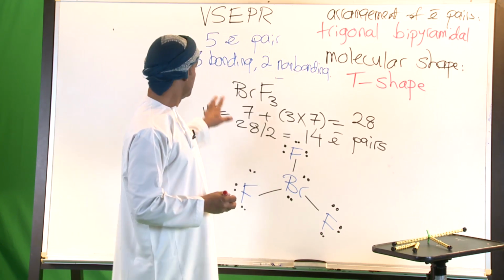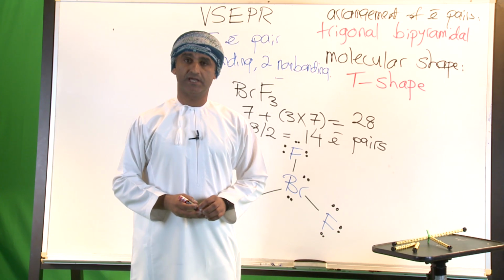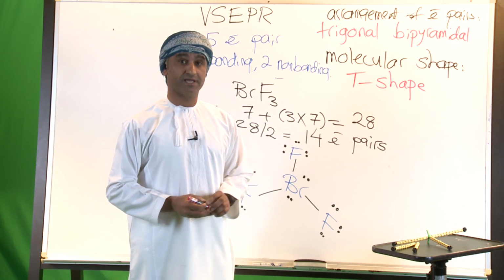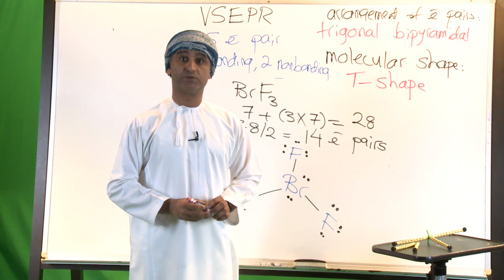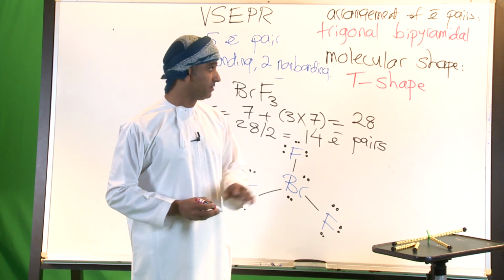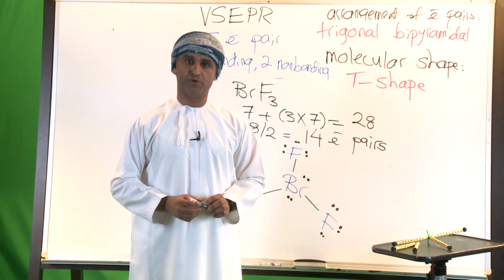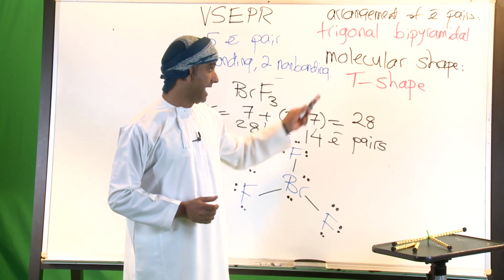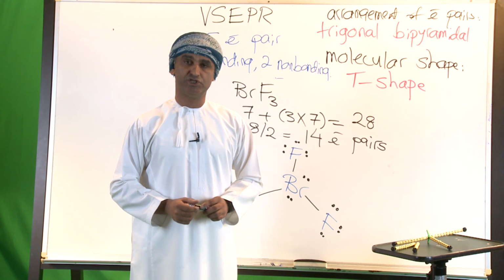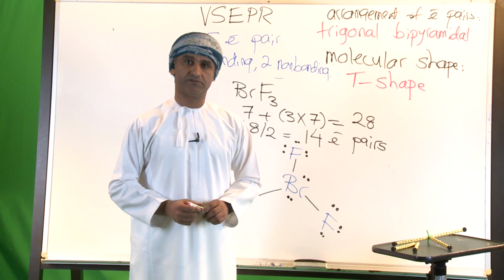So to conclude, in the bromine trifluoride case, this is a 5-electron pair case. 3 of the electron pairs are bonding, 2 of them are non-bonding. The orbital shape or the overall arrangement of electron pairs is trigonal bipyramidal, whereas the molecular shape is T-shaped due to the presence of 2 lone pairs around the central bromine atom.